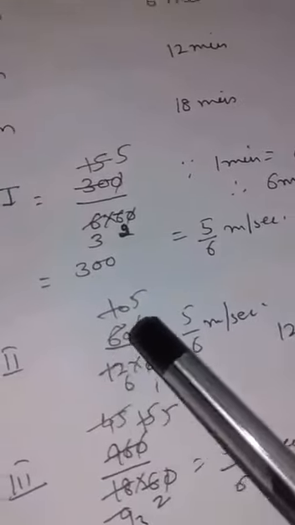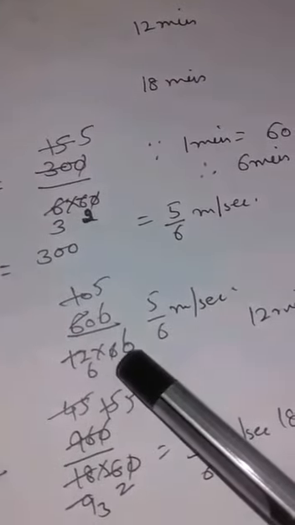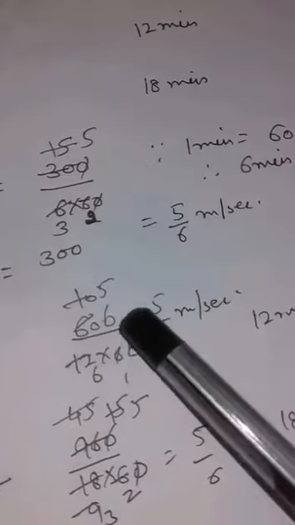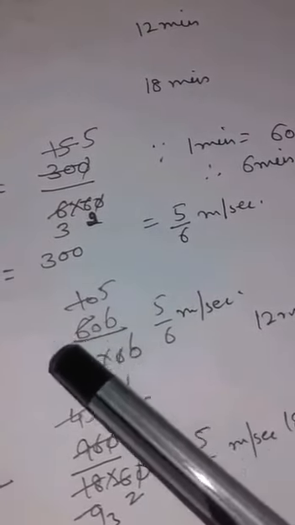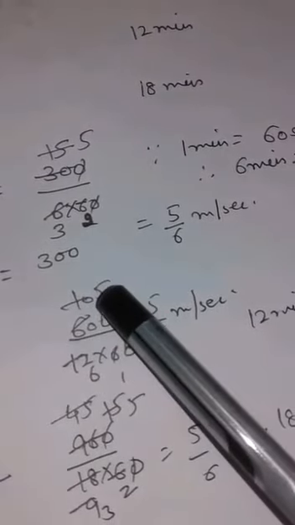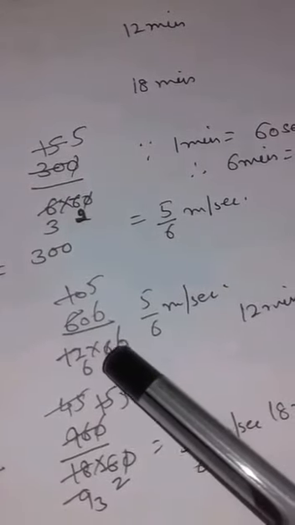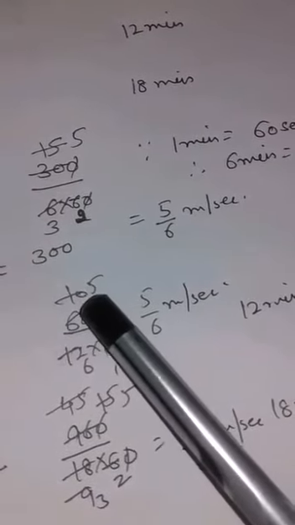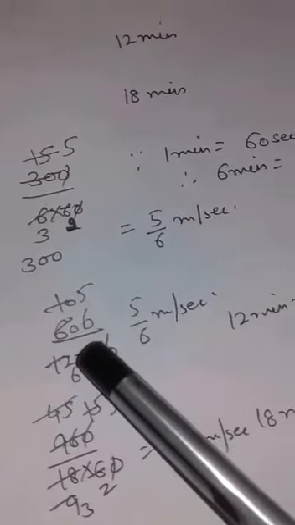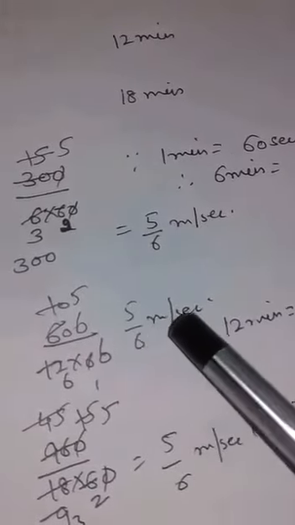second. For the second part, 600 divided by 12 into 60. 0 and 0 cancel. 6 1s are 6, 6 and 6 cancel. 10 remains here. 2 5s are 10, 2 6s are 12, 5 upon 6 meter per second.